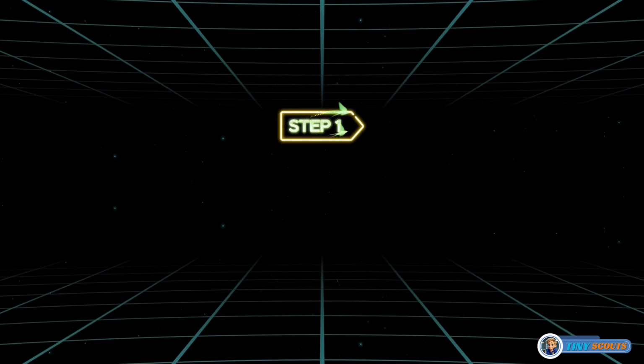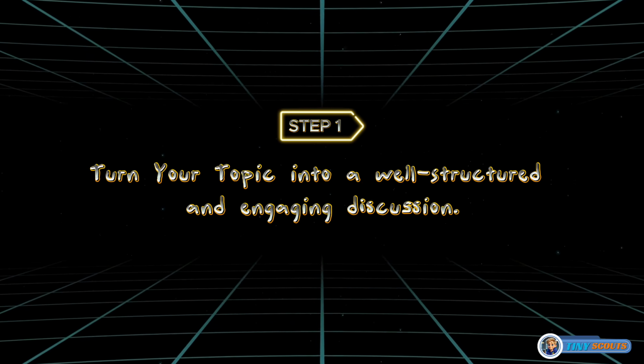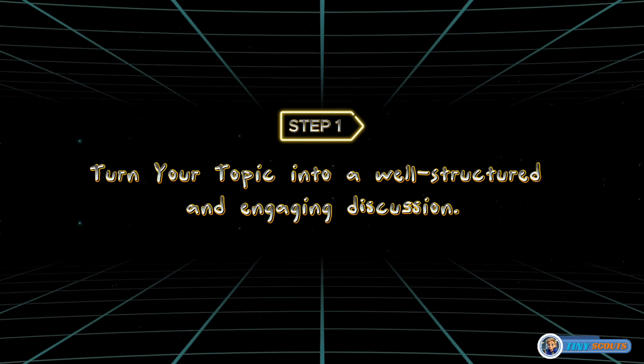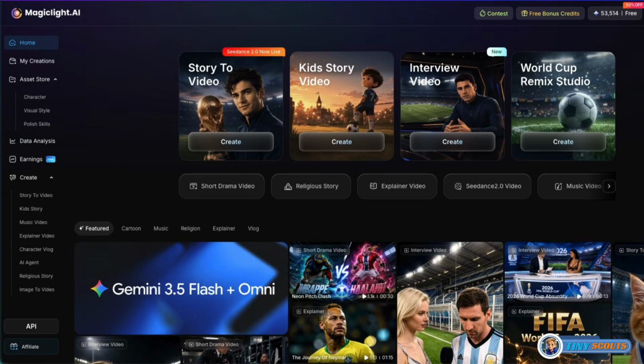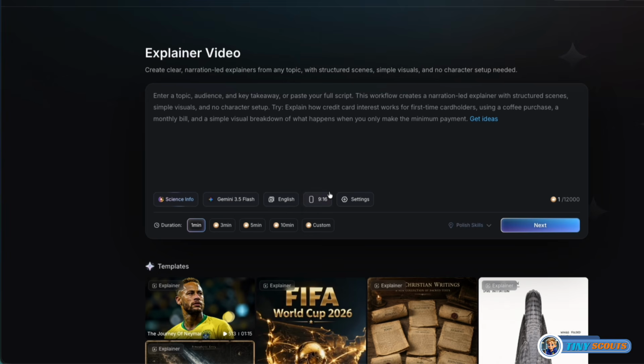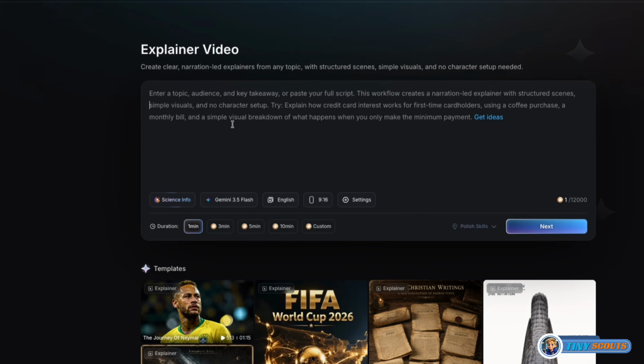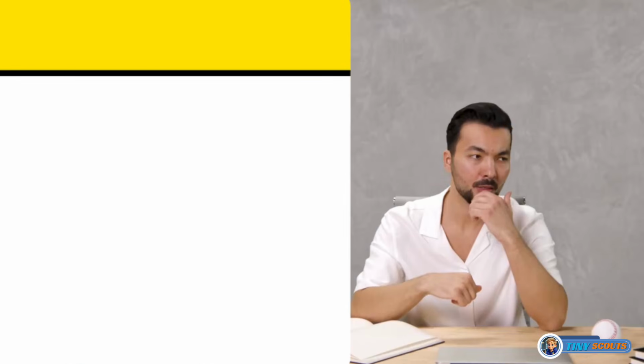Step 1. Turn your topic into a well-structured and engaging discussion. Once you're on the homepage, click on Explainer Video. This will take you to the Explainer Video Generator, where you can enter any topic you'd like to turn into an educational video. When creating an idea for an explainer video, the goal is to teach one concept clearly and keep viewers engaged. Here are the key things to remember.